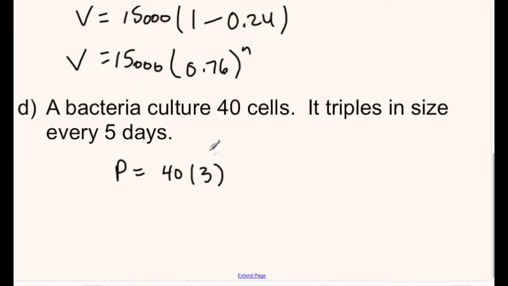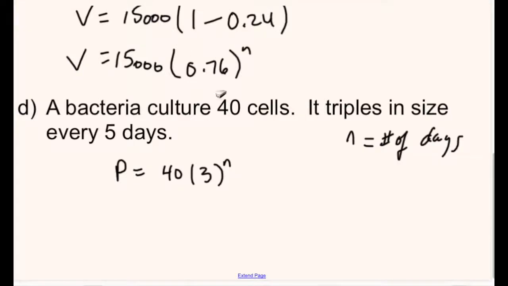So how we're going to handle this is, it takes 5 days to triple, and if we want n to be the number of days, then it takes 5 days. This has to be a 1 before it triples. So the exponent has to be 1 in order to take 40 and multiply it by 3. That has to occur every 5 days. So the exponent can't be just n, because that means after 1 day, it's 40 times 3, which is tripling. We need this to triple after 5 days.